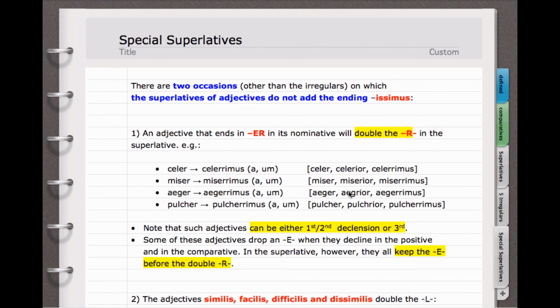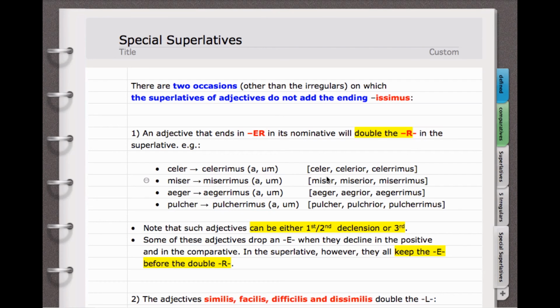Finally, we have two occasions, special superlatives, on which the superlatives of the adjectives don't add the ending issimus. So here's the first one. An adjective that ends in er in its nominative will double the r rather than adding issimus in the superlative. So we have some examples: celer, miser, acer, pulcher. When they turn into superlatives, celer will double its R and go to celerrimus. Miser will go to miserrimus. Acer, acerrimus, and pulcher to pulcherrimus.